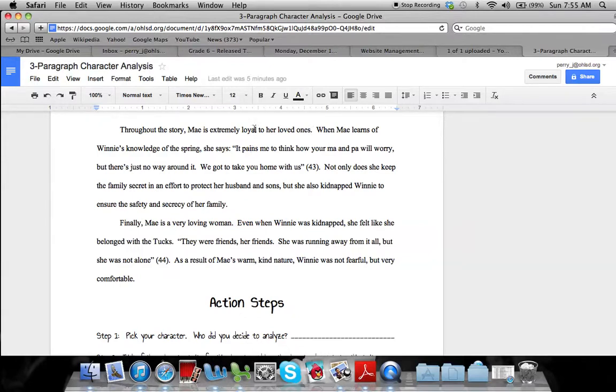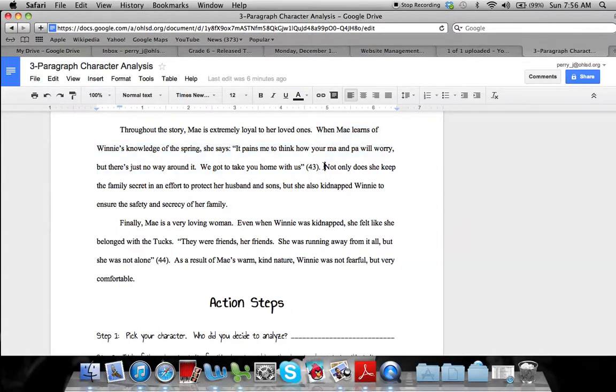So to prove that May is loyal, this is my character trait, loyal. This is the sentence where I state that character trait. Now I have to prove it with an example from the text. When May learns of Winnie's knowledge of the spring, she says, "It pains me to think how your mom and pa will worry, but there's just no way around it. We got to take you home with us." Remember, close quotation, space, parentheses, and page number, and the period outside of that. This is May's speech. This reveals that she's being loyal.